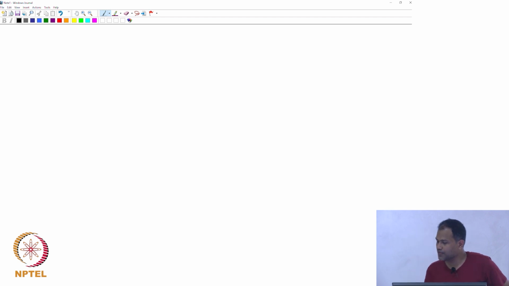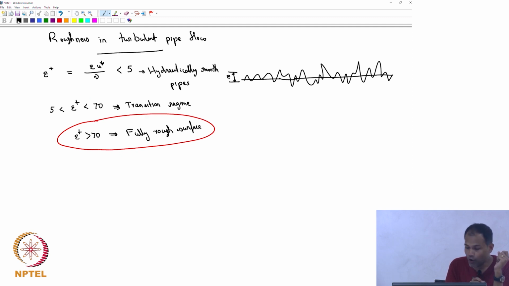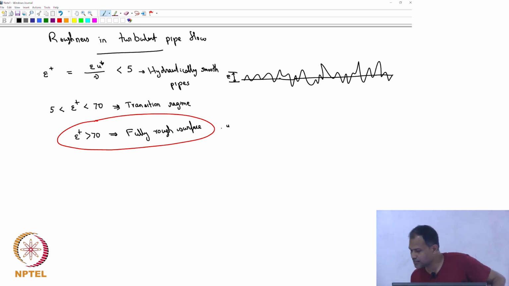So what is it that we can do in the fully rough region? In the fully rough region, the overlap law basically gets modified. I'll just take it for granted. I'll just write down u plus is equal to 1 over k ln y by epsilon plus 8.5.